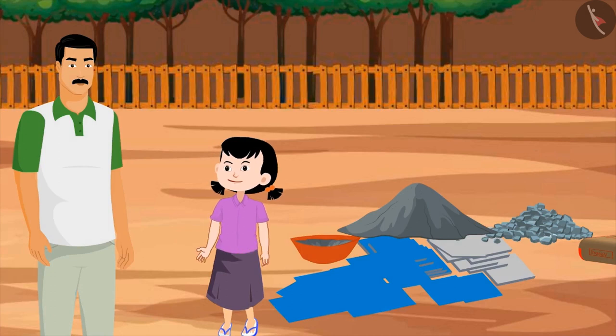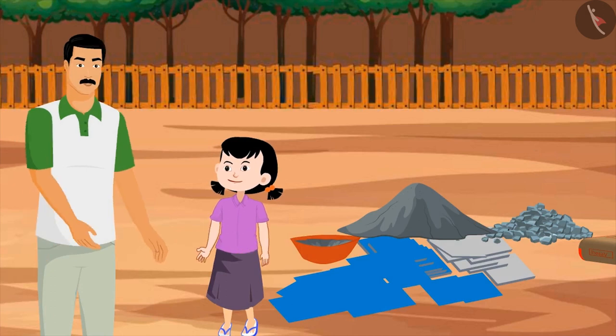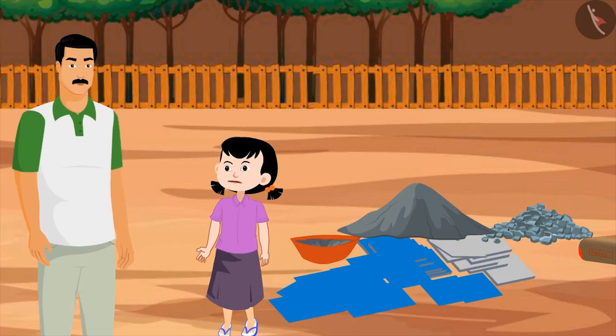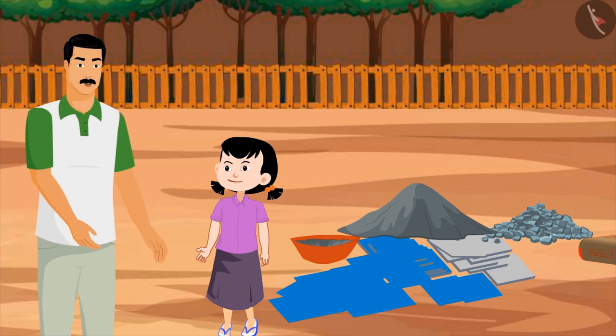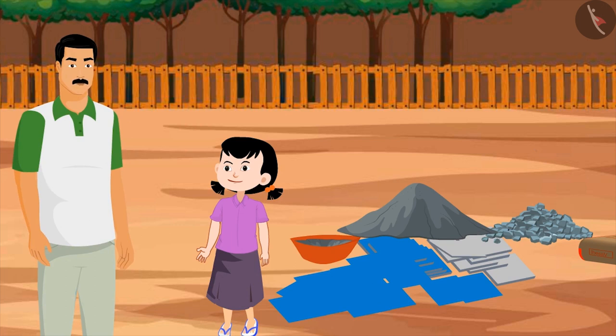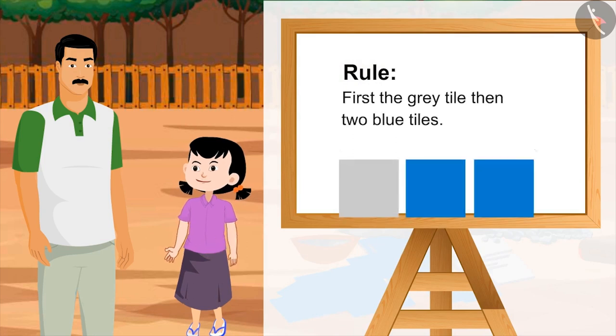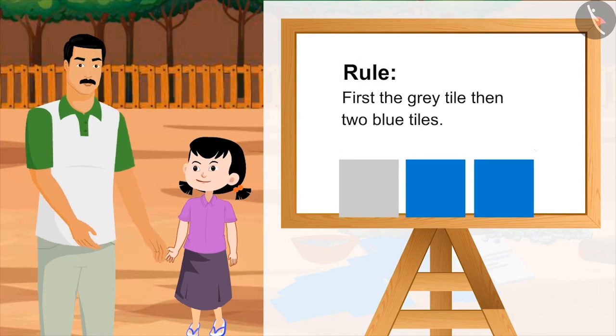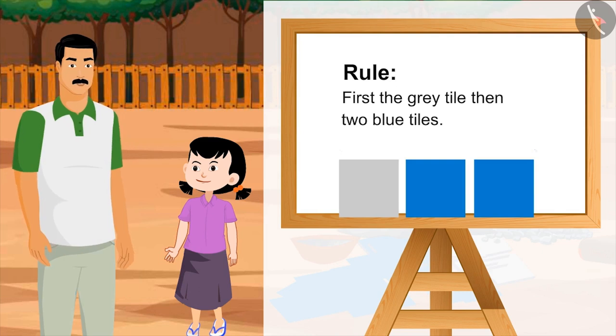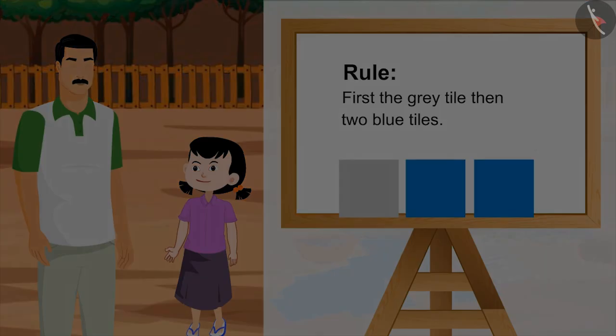Uncle, what will you do? Today, I will place tiles in the courtyard. Which ones? See, I am left with these grey and blue tiles. I'll use this. Okay, Uncle. What will be the rule for placing this? You say? We have blue tiles in more numbers. So, we can place one grey tile and then two blue tiles. Wow! You have given a great idea. Come, let's tile the courtyard using this pattern.